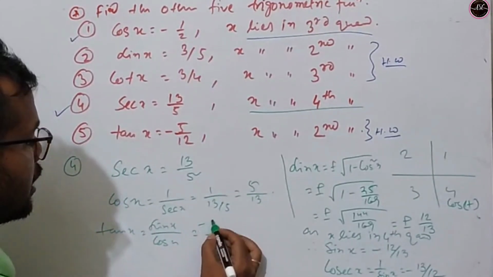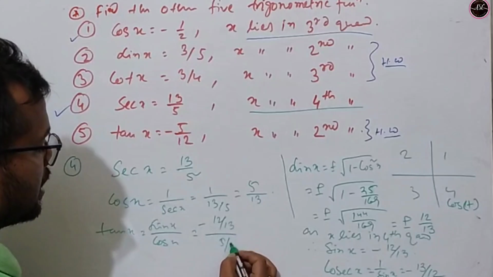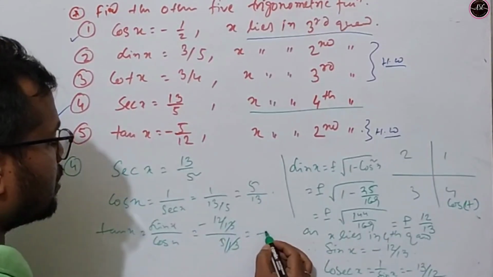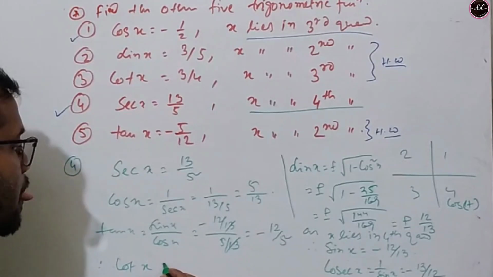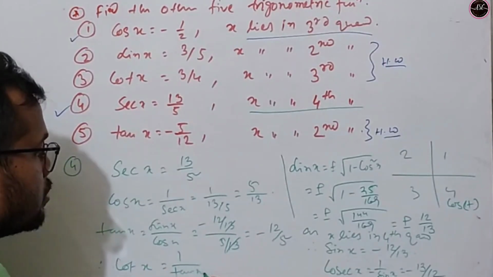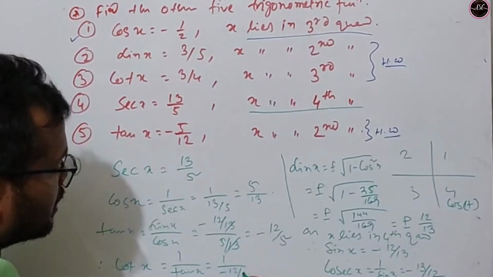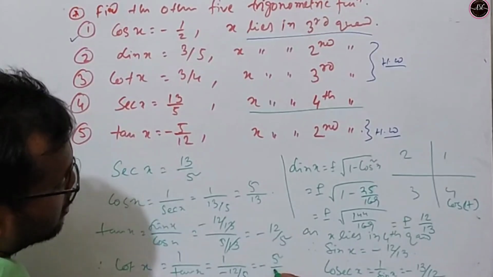So this will be minus 12 by 13 and 5 by 13. So 13 will be cancelled. Therefore this value will be minus 12 by 5. And therefore cot x equal to 1 by tan x. So this value will be minus 12 by 5. That means minus 5 by 12.